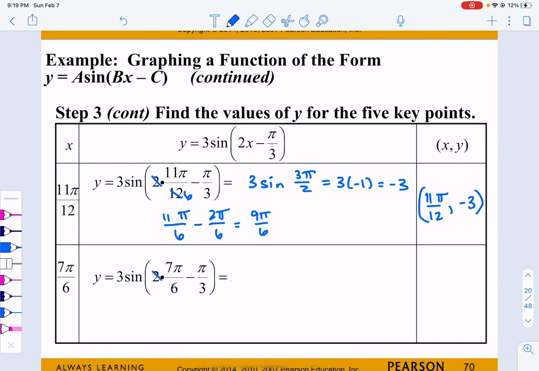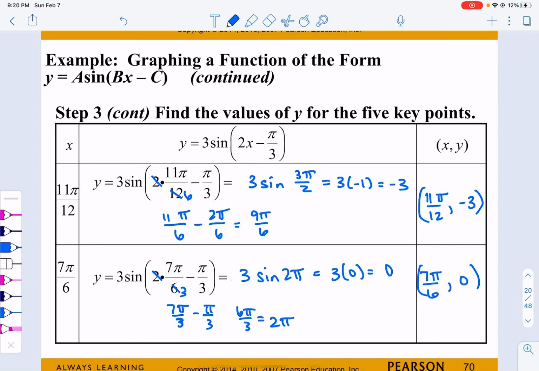And then the last one, let's see what we got. 7 pi over 3, take away pi over 3, which is going to give us a 6 pi over 3, which gives us a 2 pi. So 3 sine of 2 pi gives us 3 times 0, which gives us what we expected, 0. So 7 pi over 6, comma, 0.